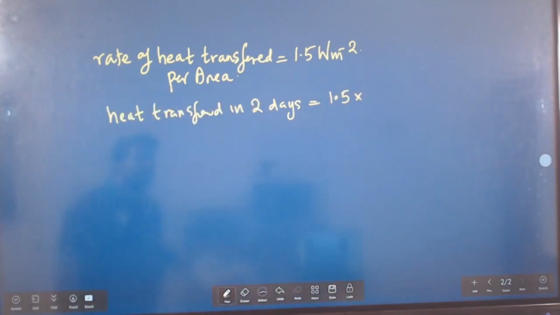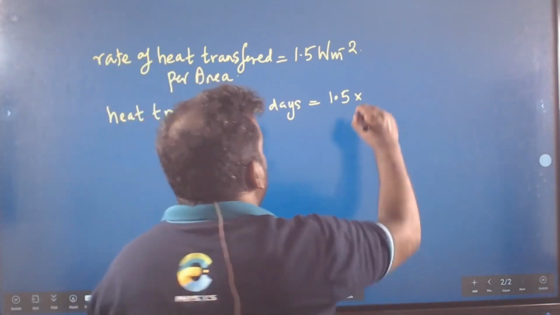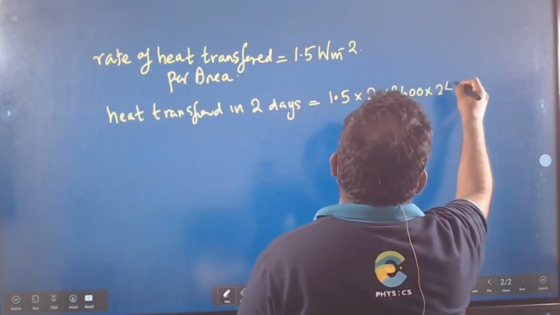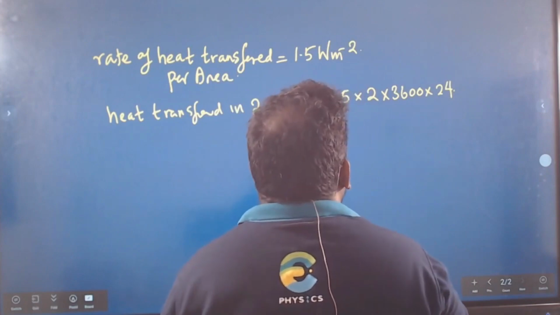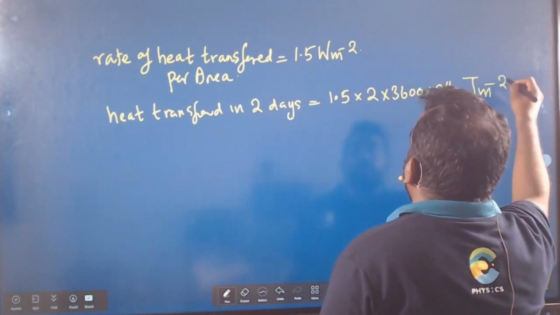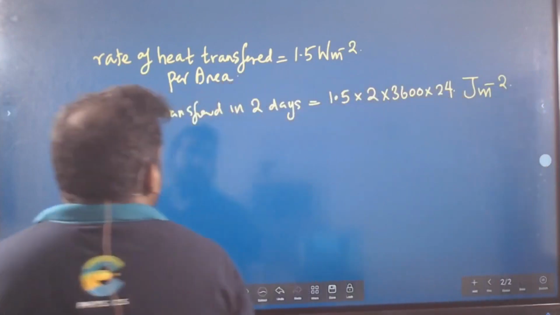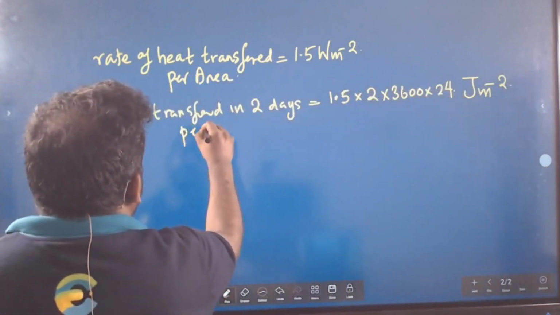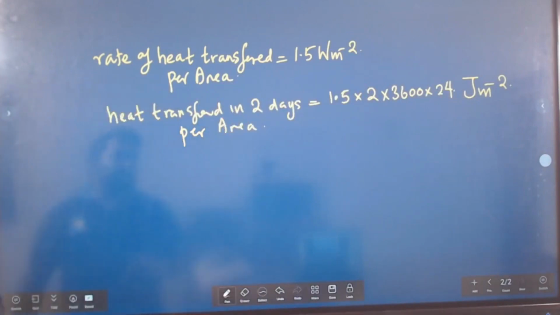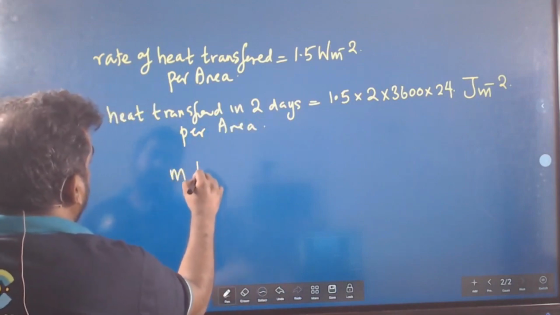Now 1.5 watt per meter square is there, for 2 days, 3600 times 24. That is going to be joules per meter square. Connect this to ice formation.